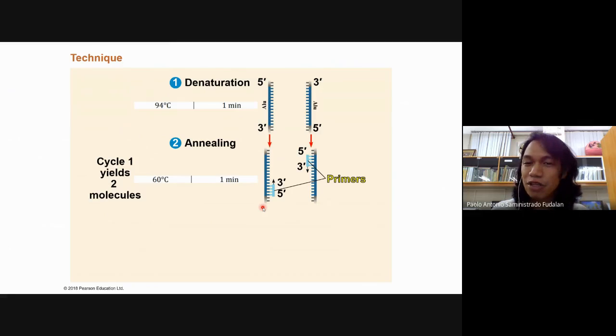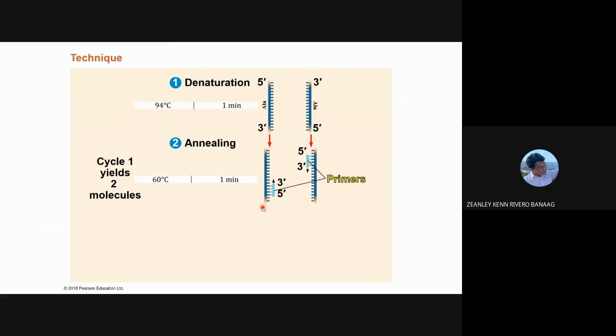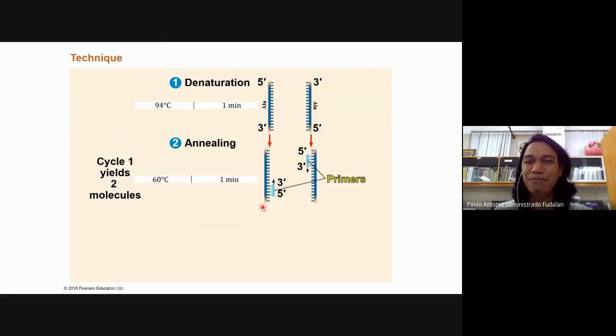So another question, are the primers made of DNA or RNA? RNA. Yes, so you remembered the lesson. So the primers are made of RNA. And primers can be engineered specifically. So notice here that the primers, where did they start attaching?